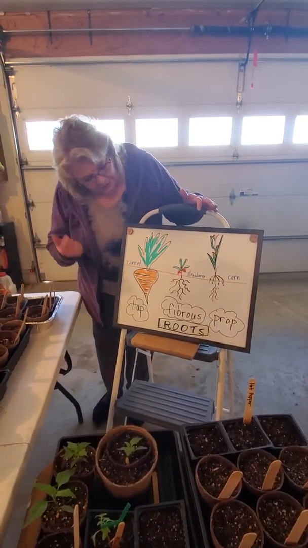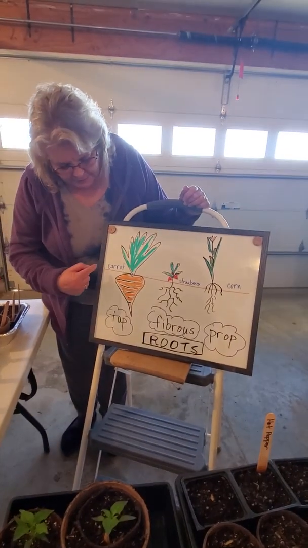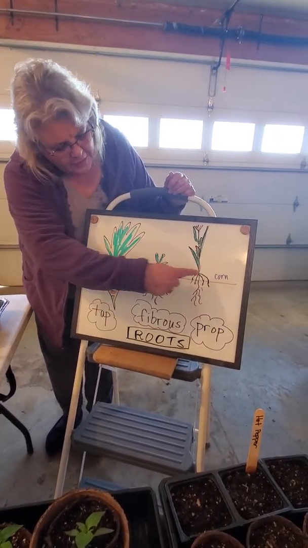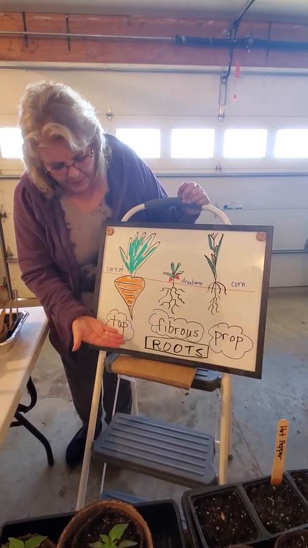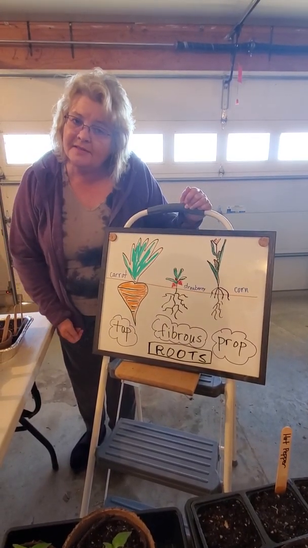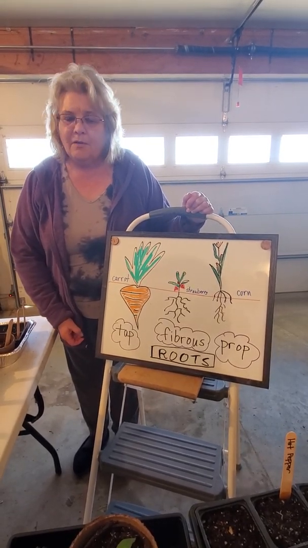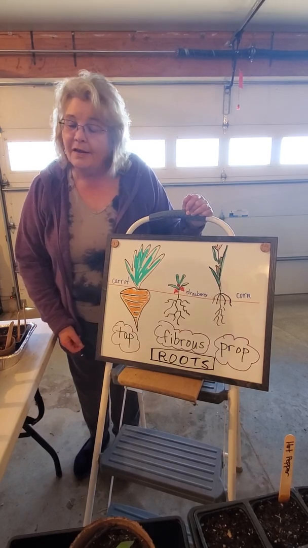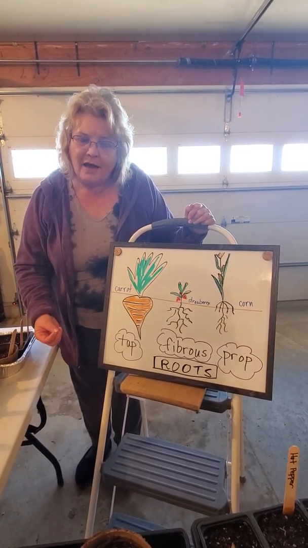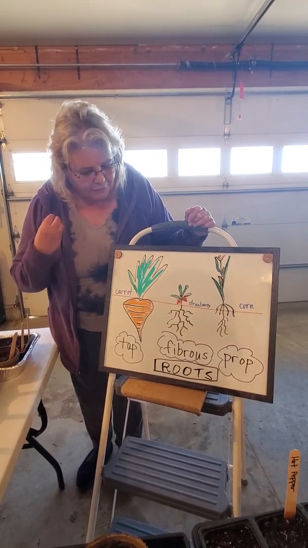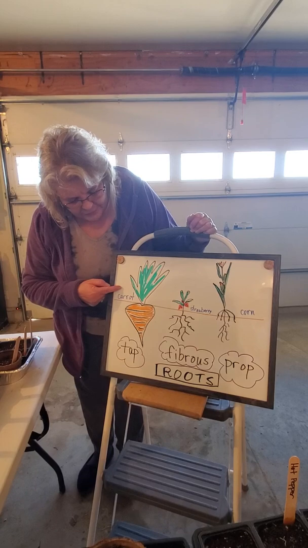If you look right here at my whiteboard, I want you to notice this is supposed to represent the dirt, and then you have the tops of plants, and then you have the bottoms of plants. On some plants, we eat the bottom part, which is called the root. On some plants, we wait and we eat what it becomes, the flower or the fruit or the vegetable of the plant. So let's look at this one first.